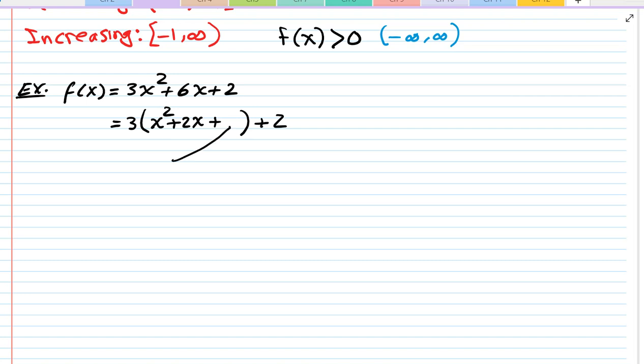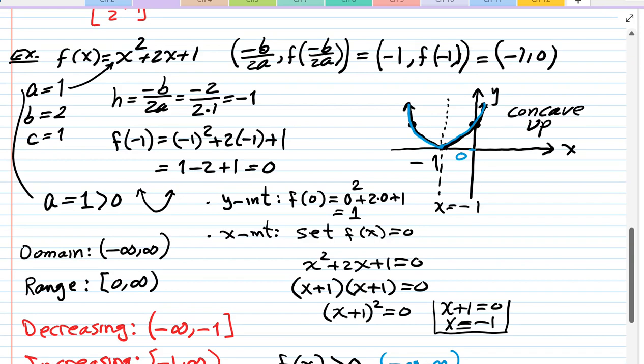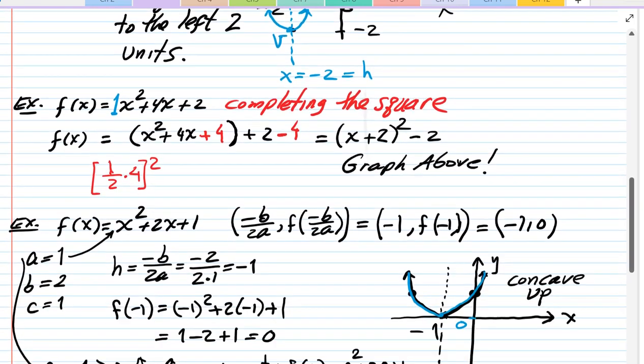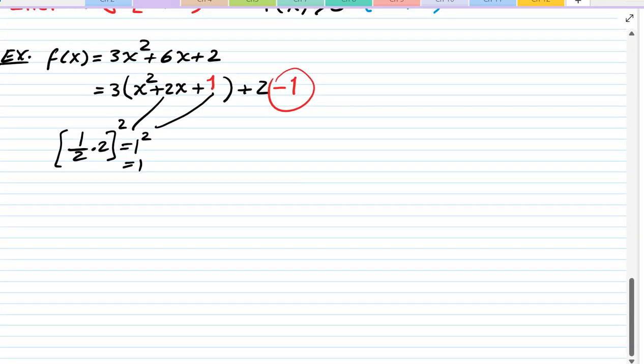What do we add inside? Half of the coefficient on x. Half of 2 is 1. 1 squared is 1. So I'm going to add 1 inside, and I'm going to subtract 1 from the same side. However, that would be incorrect, wouldn't it? You say, well, you did it up there, and I did. Right up here, when we completed the square, I added 4 and subtracted 4. The reason is that the coefficient outside of the trinomial is 1. Let's check this one out.